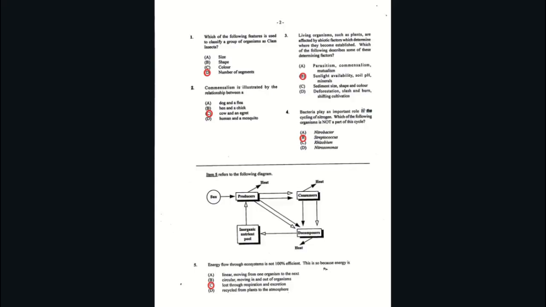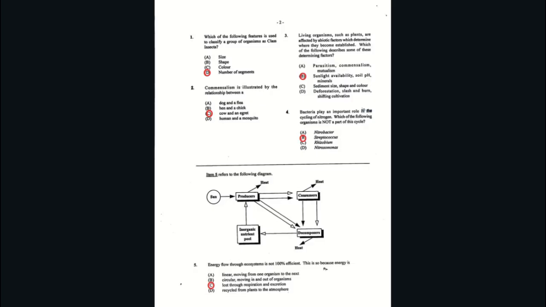Which of the following describes some of these determining factors, right? So you have A, parasitism, commensalism, mutualism; B, sunlight availability, soil pH, minerals; C, sediment size, shape, and color; and D, deforestation, slash and burn, and shifting cultivation.